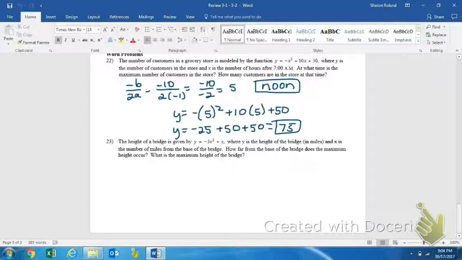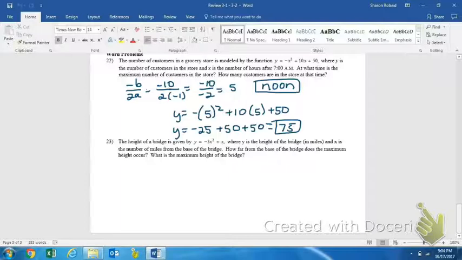Okay, number 23. The height of a bridge is given by this equation. Y equals negative 3x squared plus x, where y is the height of the bridge in miles and x is the number of miles from the base of the bridge. How far from the base of the bridge does the maximum height occur, and what is the maximum height of the bridge?